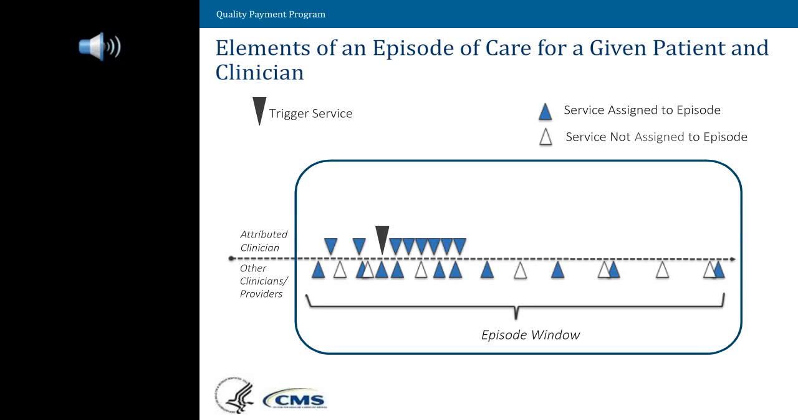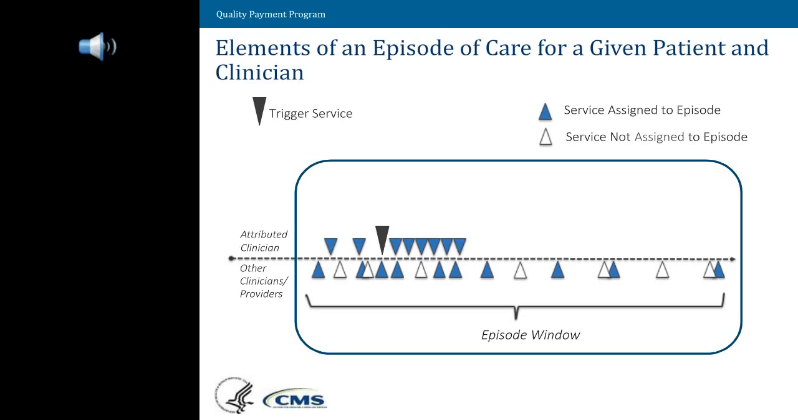Elements of an episode of care for a given patient and clinician are shown in the figure at the bottom of this slide. The black arrow represents a trigger service, identified through, for example, a CPT code, that can rule the clinician into an episode group or cost measure. The blue triangle shows services assigned to the episode, and the white triangle shows services not assigned to the episode. In terms of the attributed clinician, at the top portion of the figure, there is a series of blue triangles and the black triangle which shows the trigger service. The blue triangles for the attributed clinician are the services assigned to the episode, and you can see here that they all are included in the episode.